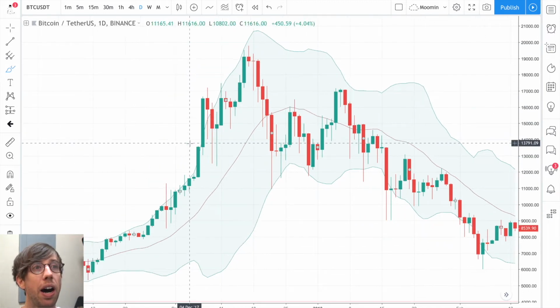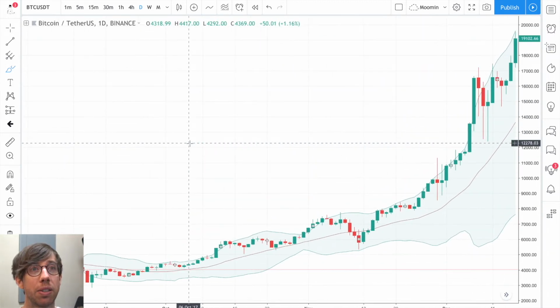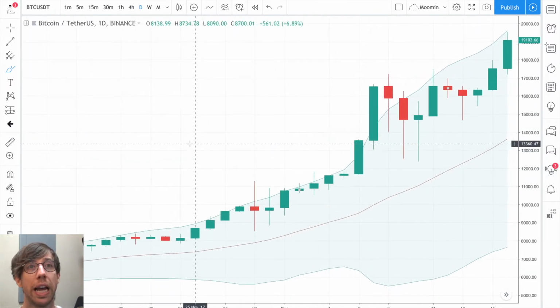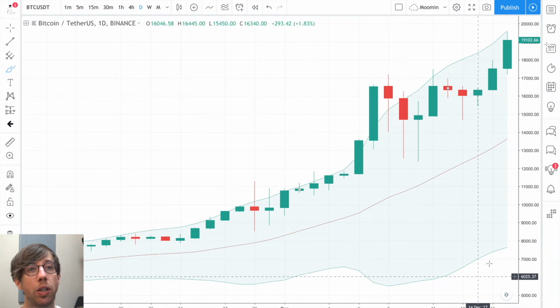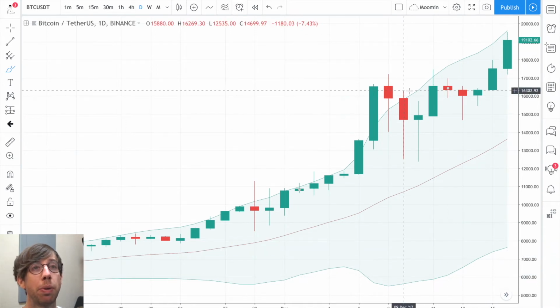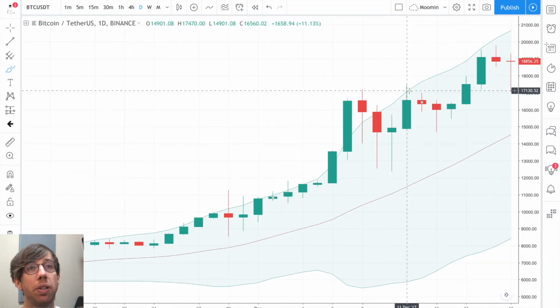Now, if I was looking at it like this, let's just go back in time. This is what everyone was looking at. They saw this happen, and using the Bollinger Bands, we could see that we're still trending up. The lower band is moving up, the higher band is being pushed higher, and then we see this.